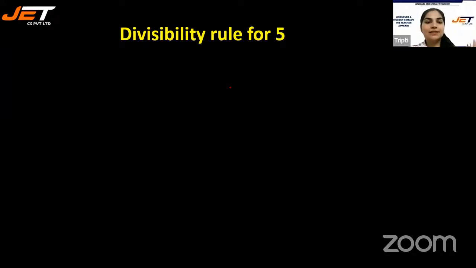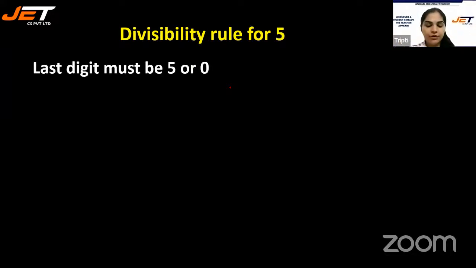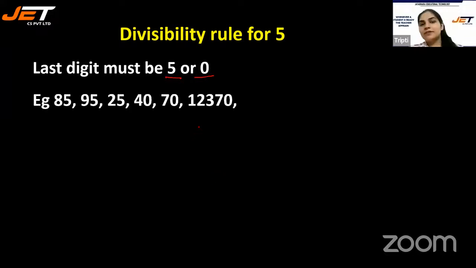The divisibility rule of 5 says that a number is divisible by 5 if it's ending with either 0 or 5. Like 25, 35, 70, 90, 85, 65, 100, 105, all these. So it should either end with 5 or 0.